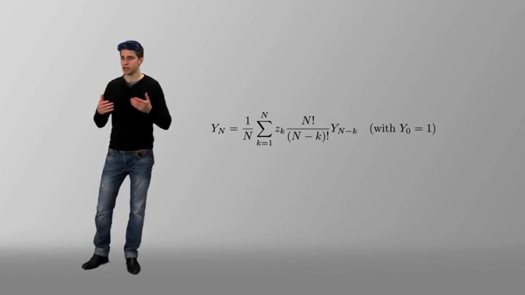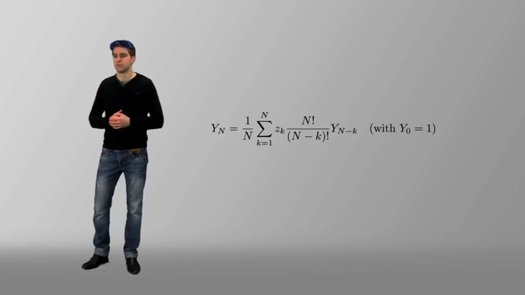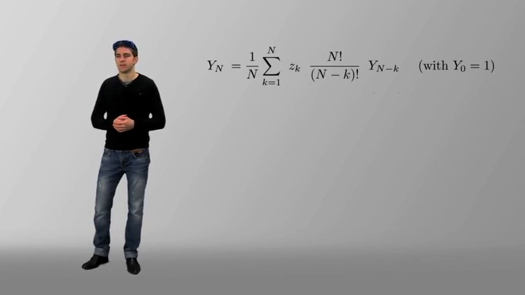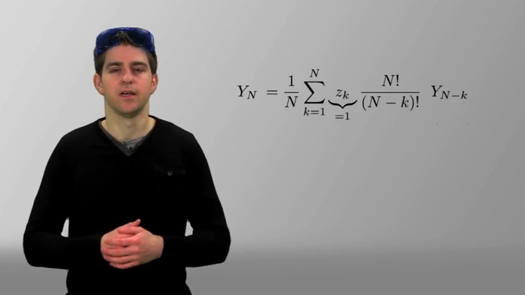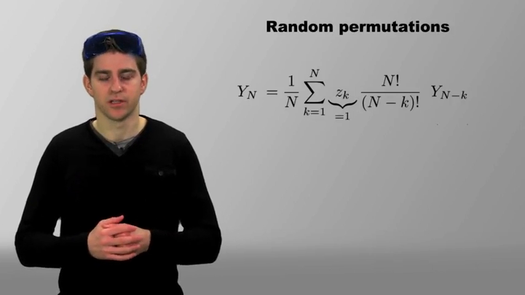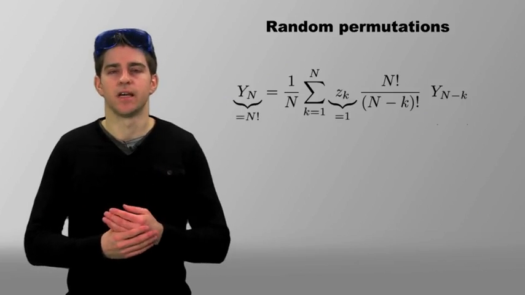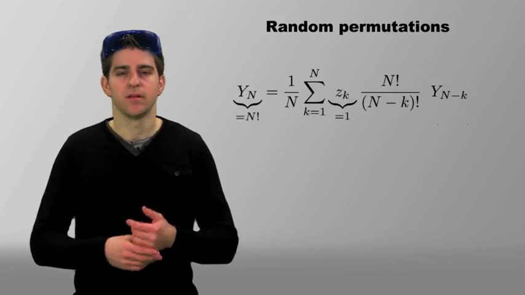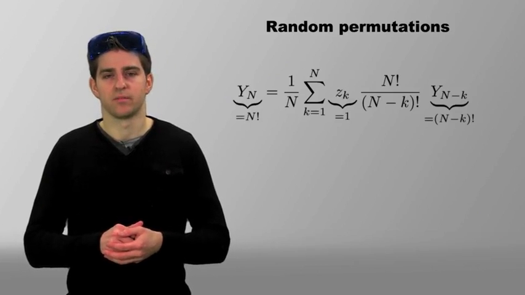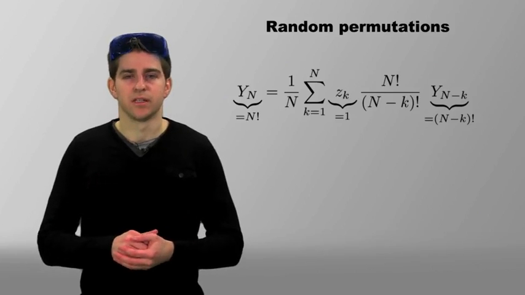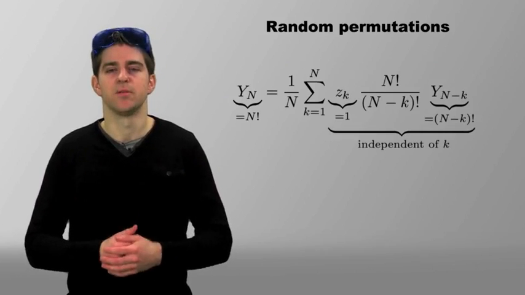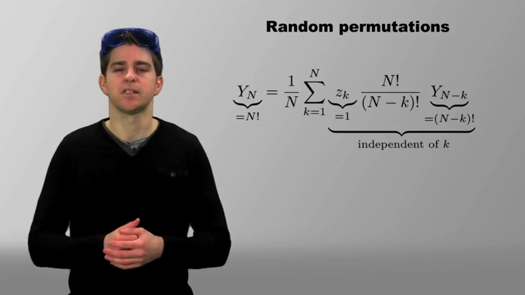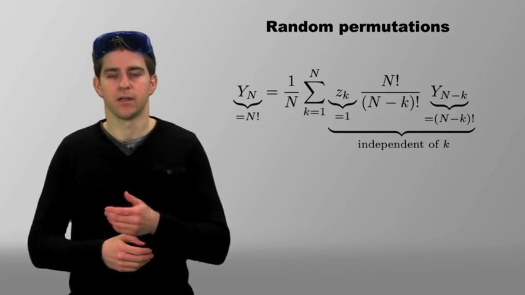Which is a recursion relation, as it allows us to compute Y_n from the smaller elements Y_0 to Y_{n-1}. If we set z_k equal to 1 for all k, we simply have the case of random permutations, where Y_n equals n factorial and Y_{n-k} equals (n-k) factorial. Then all terms on the right-hand side of the equation are the same. This means that the last element appears with the same probability in cycles of all length from 1 to n.